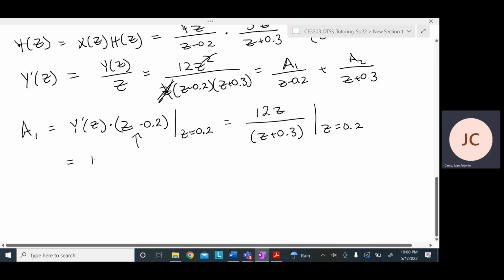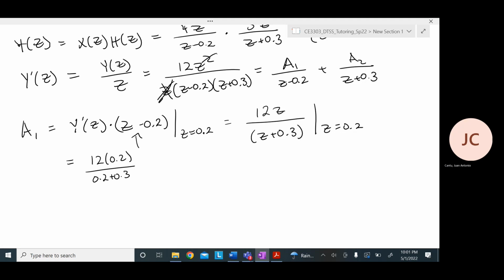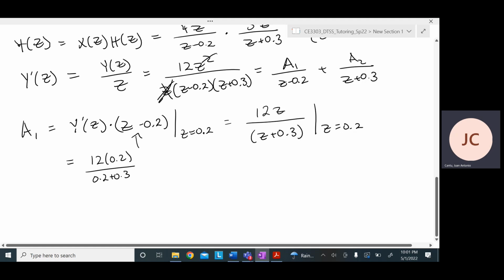So what we get from that is 12 times 0.2 over 0.2 plus 0.3. That gives you some calculations: 12 times 0.2 is equal to 2.4, divided by 0.2 plus 0.3, which is 0.5. So 2.4 divided by 0.5 gives you 4.8. Okay.